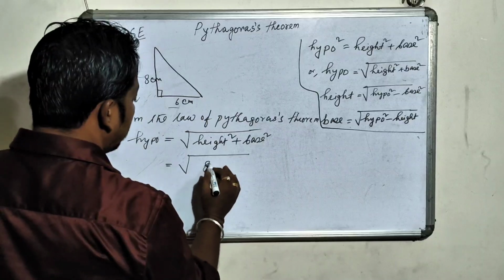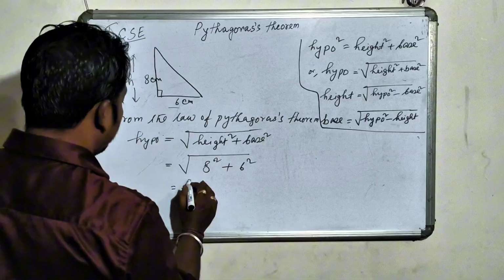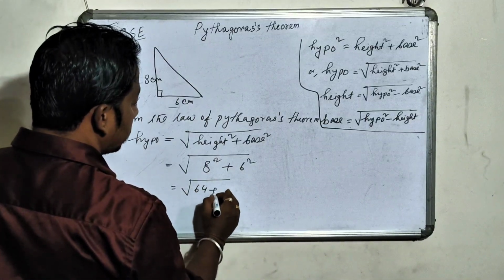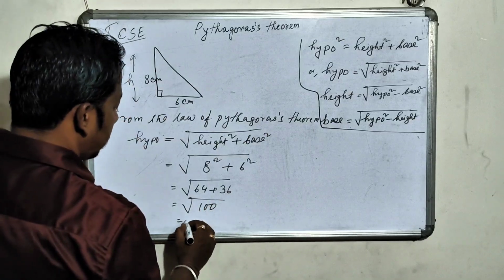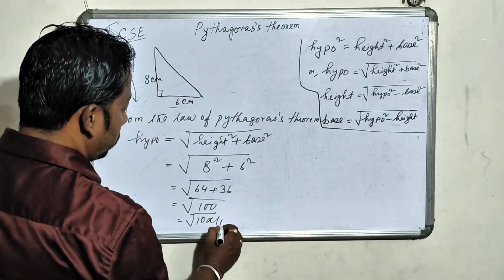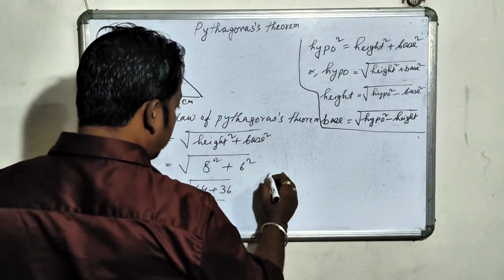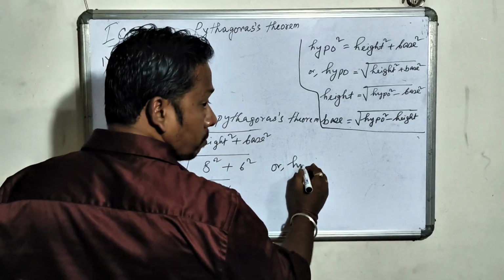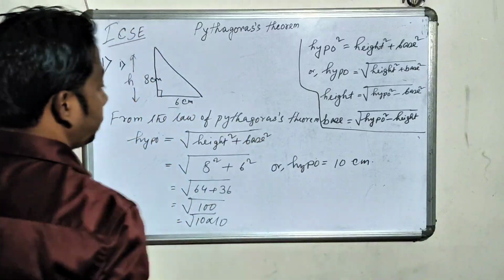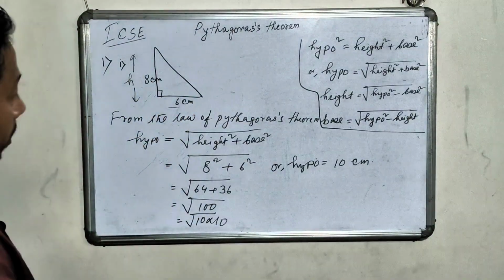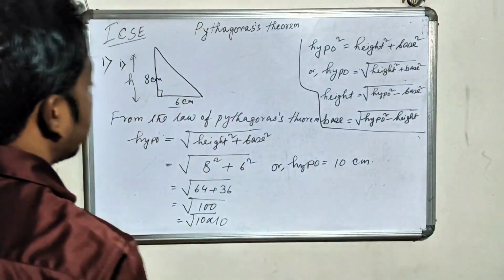Now 8 square plus 6 square. 8 8s are 64, 6 6s are 36, that is 100, that equals 10 into 10. Hypo is equal to 10 centimeter. So first math completed, that is hypo equals 10 centimeter. Now the second math.